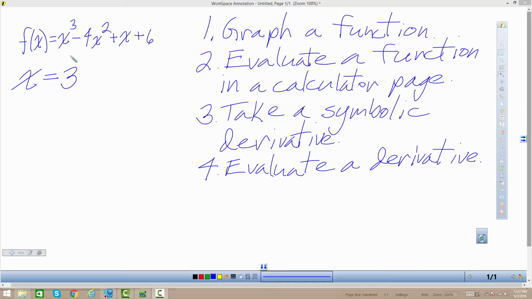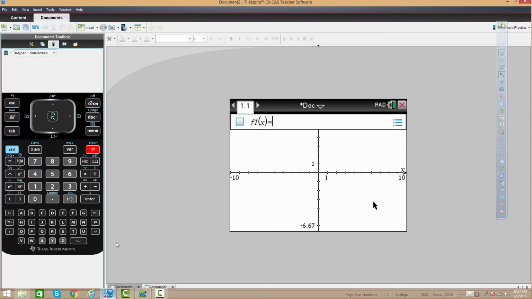So we're going to use this function, which is a cubic, and we're going to do everything at the point where x equals 3. So I'm going to go to the calculator and enter my function in the calculator page. So x cubed minus 4x squared plus x plus 6.